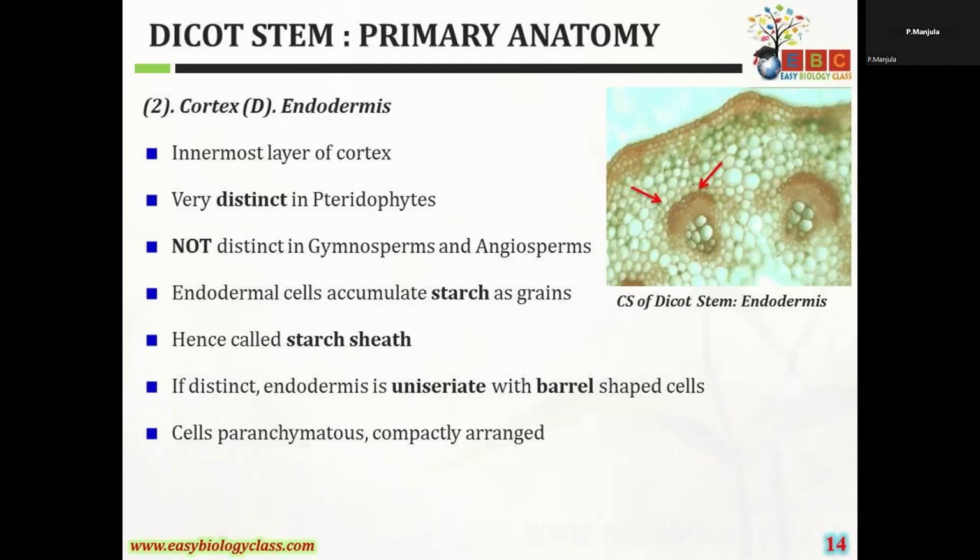If distinct, the endodermis is uniseriate with barrel-shaped cells. When we observe the endodermis, it is uniseriate, single-layered, with barrel-shaped cells. The cells are parenchymatous and compactly arranged, made up of a single layer of parenchymatous cells, and they store starch.